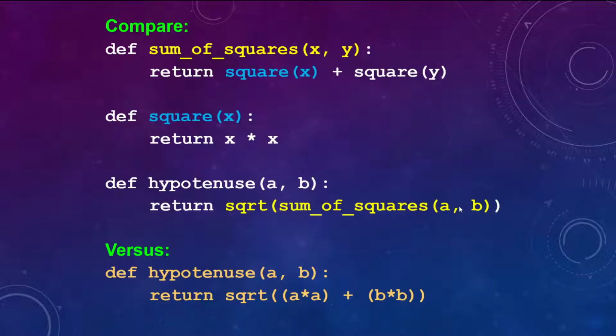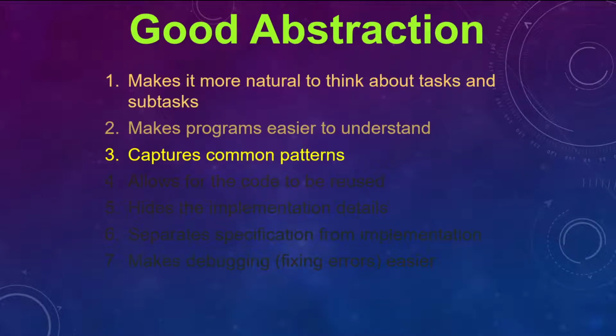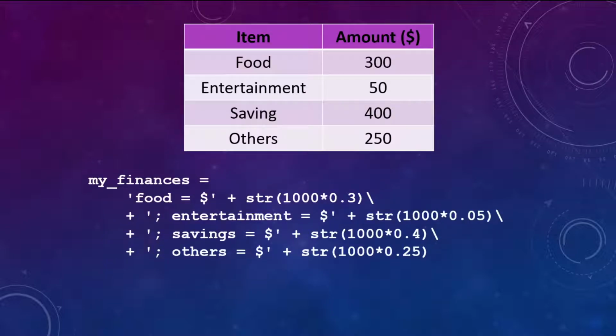Okay, next, it captures common patterns. What do we mean by this? Let's look at this statement here. This is your spending for each month based on your income. So you have my finances equals food, then you can see that this gives you a string for food, then converts a number into a string and puts it together. So you get a combined statement of your spending.